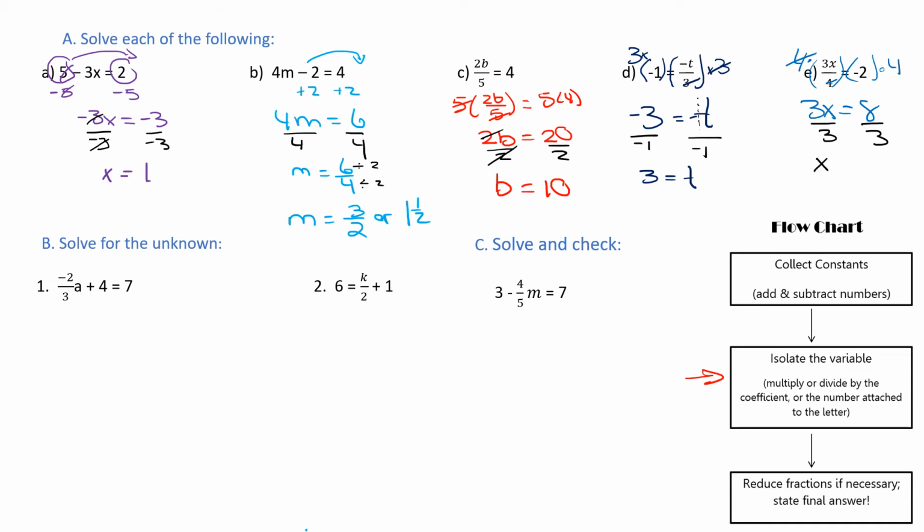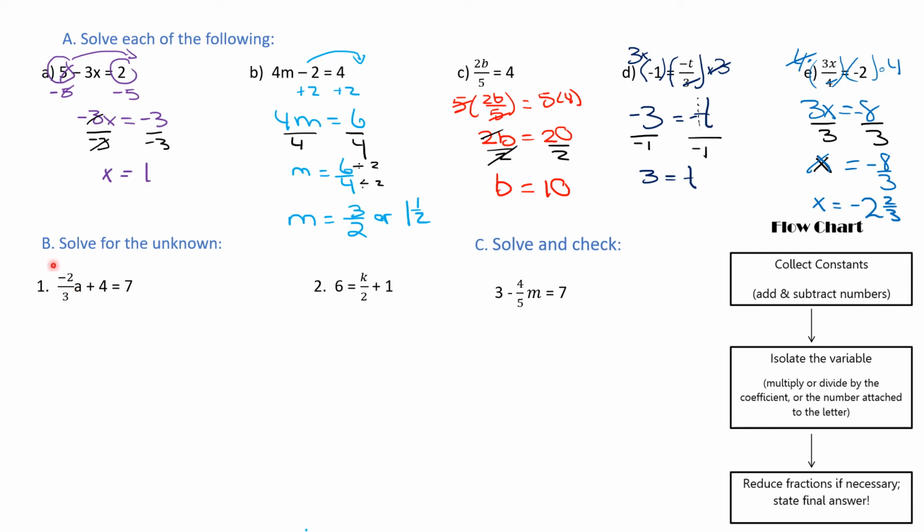And that gives me x equals 8 over 3, or, oh, that was a negative 2, sorry. So that's a negative 8 over 3. The last step here, reduce fractions if necessary. Again, that depends on what the question is saying. So this could be a final answer here, or your final answer might be as a mixed fraction. That would be x equals negative 2 2/3.